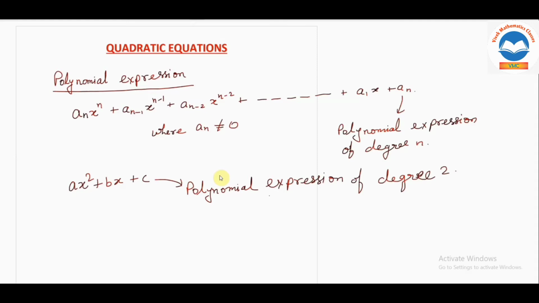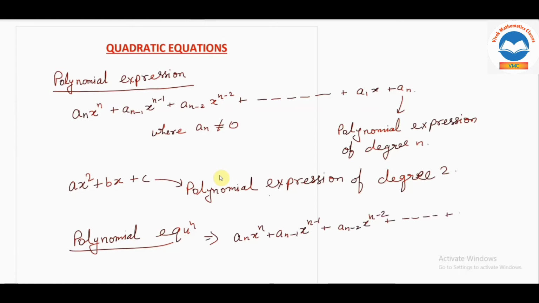Next thing is polynomial equation. What will be a polynomial equation? If you write this polynomial expression equal to 0, it will become an equation. So in this format: an x to the power n plus an minus 1 x to the power n minus 1 plus an minus 2 x to the power n minus 2 plus and so on, at the last a1x plus a naught equal to 0. This will be your polynomial equation.